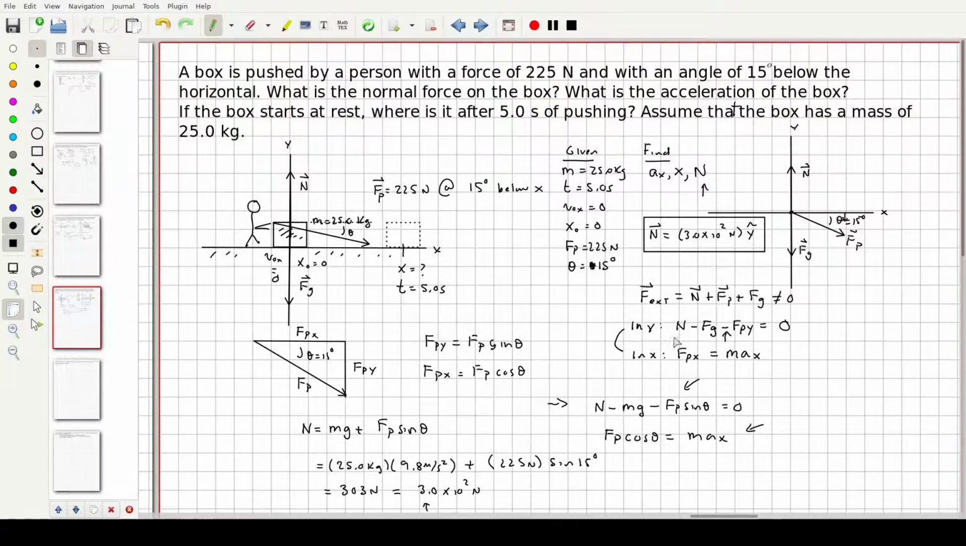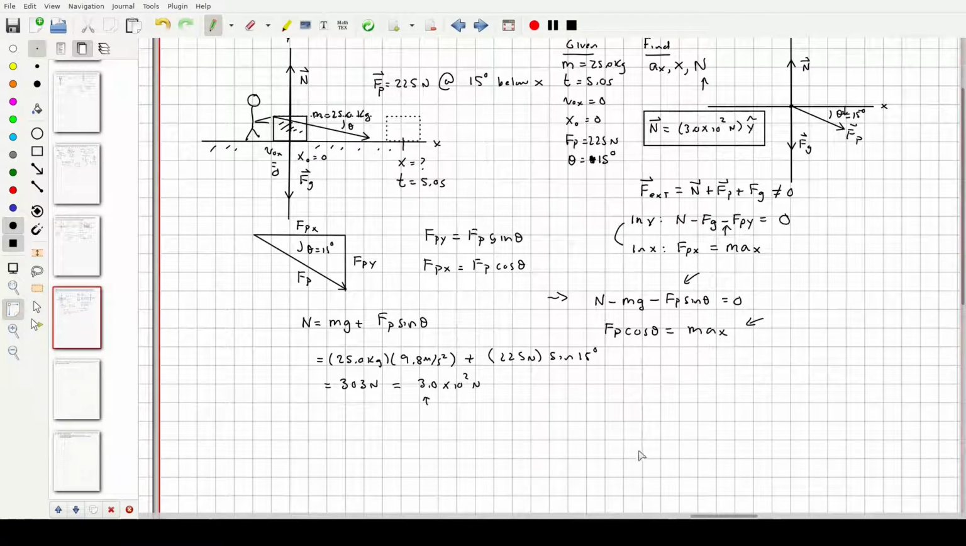We wanted to find the acceleration, but we also want to find out where it's at after 5 seconds. This equation right here is going to give us our acceleration. If I solve for a sub x, it's F sub P cosine of theta over m, or 225 newtons cosine of 15 degrees divided by 25.0 kilograms.